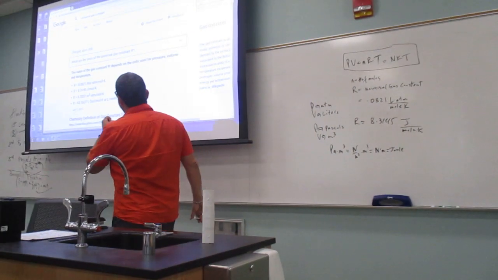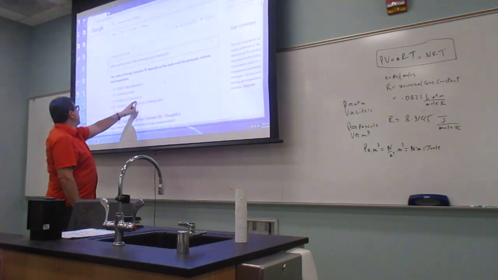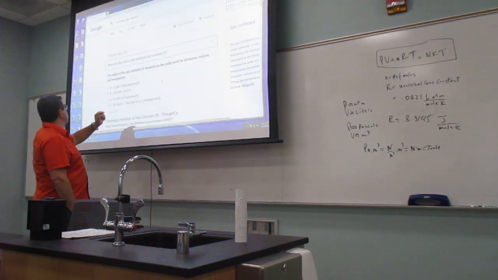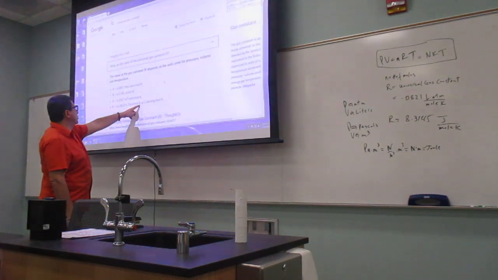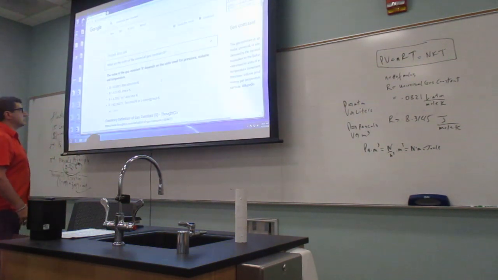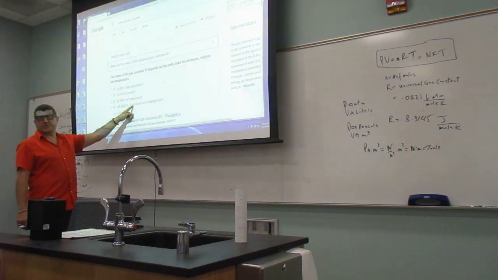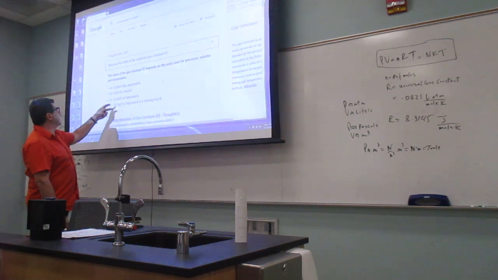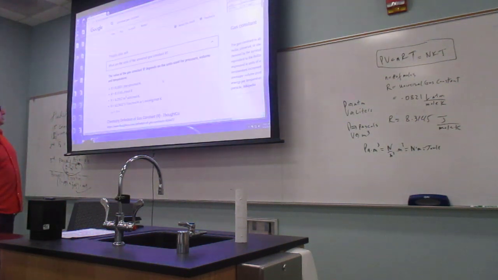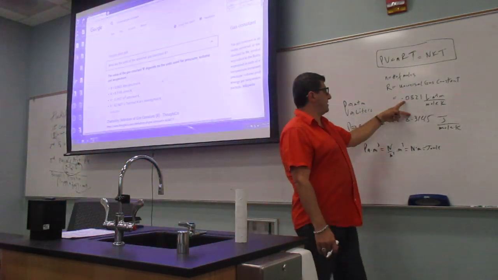What other units are there? 8.2057 meter cubed atmosphere over mole Kelvin. I don't think we use that one too much. And then the other one, 62.3637 liter torr per mole Kelvin. It's not really used too much either. Remember, 760 torr is 760 millimeters of mercury. So I don't think we're going to use that one too much unless we have to for a particular problem. But those two are the more common ones.